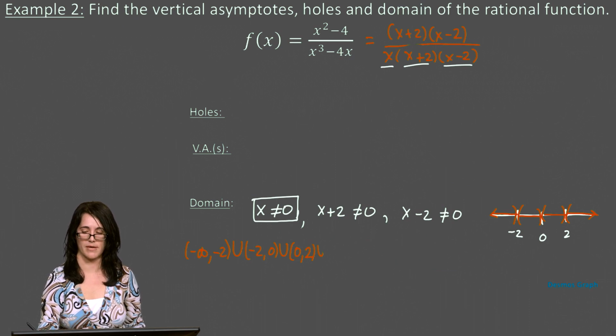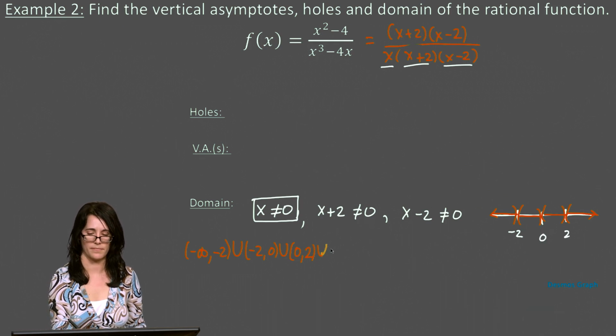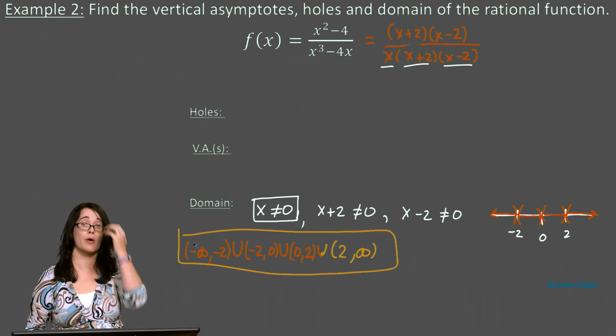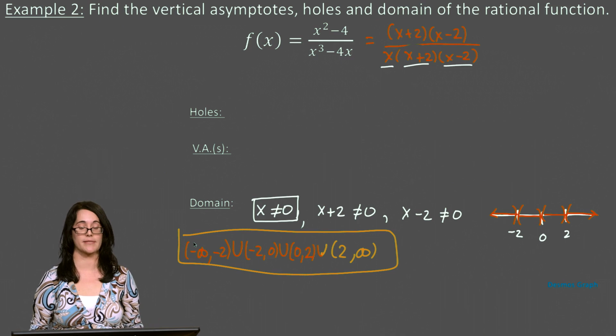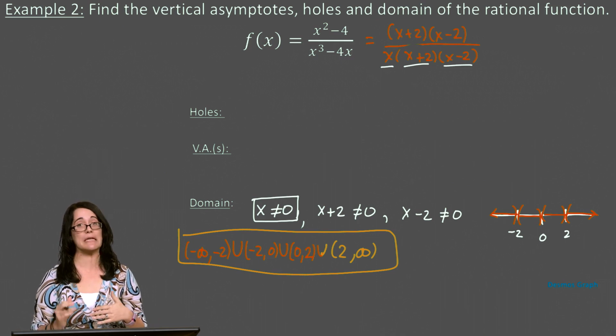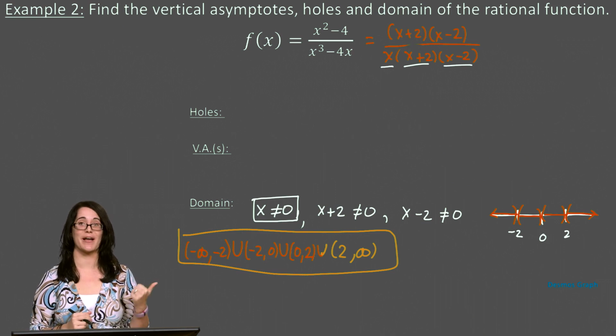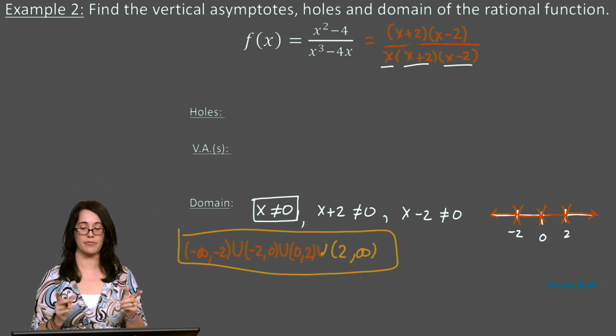Okay, what would the last one be? That's right, 2 to infinity. Sorry, multicolor there. Okay, so there would be our 4 regions of the domain, which are appropriate input values for x. Values left of negative 2, in between negative 2 and 0, in between 0 and 2, and values to the right of 2. Okay, but at those values 0, negative 2, and 2, we would have a 0 in our original denominators.